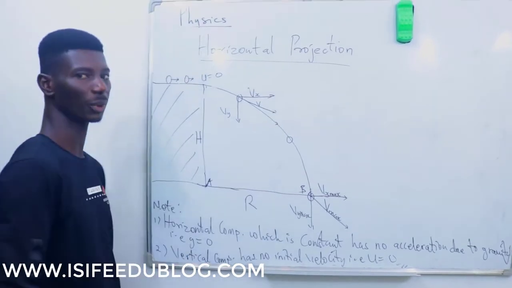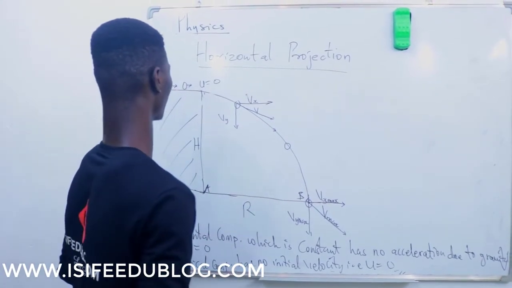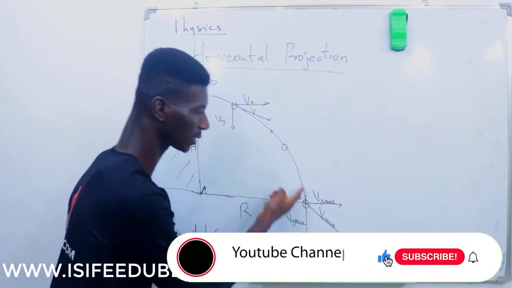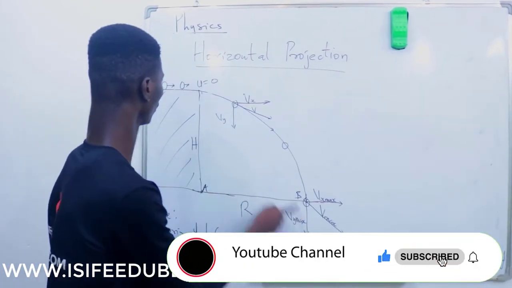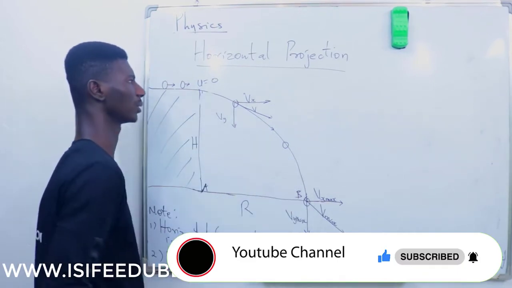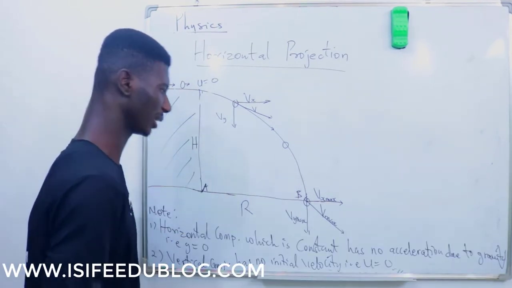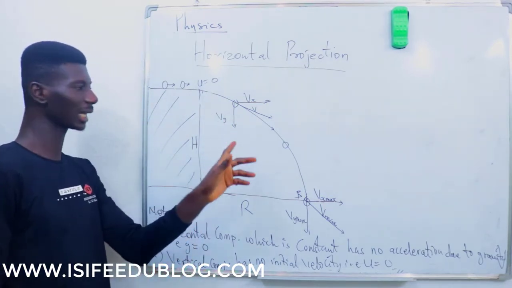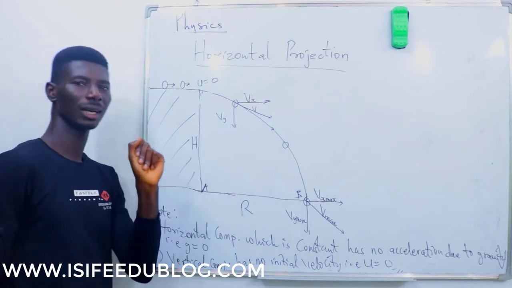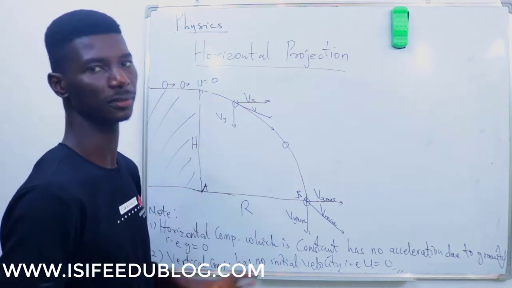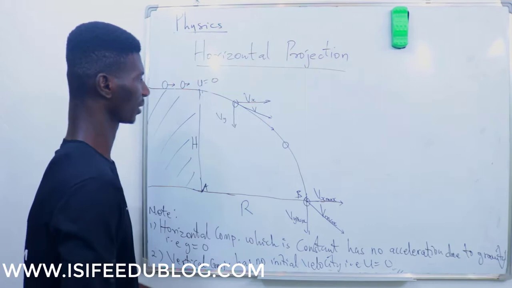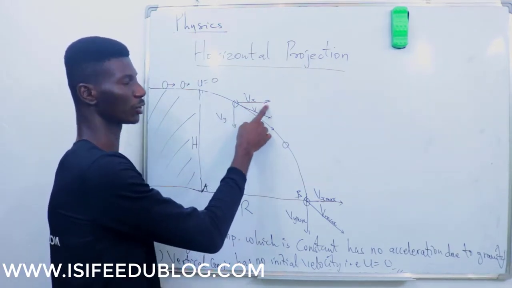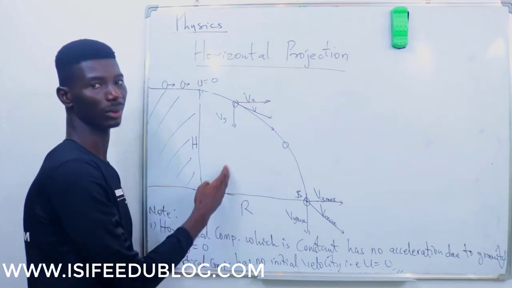So that is the diagram we have here. This is just a schematic diagram of it. So throwing something to someone and it's falling like this to the ground. There are things you need to know about this. First, from our diagram, we can see that under horizontal projection, we have two components. The velocity has two components. You can resolve the velocity into the horizontal component or the vertical component.